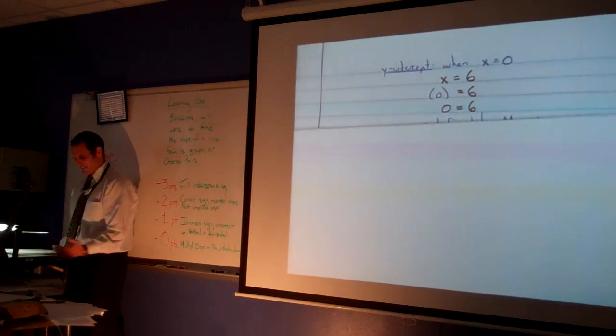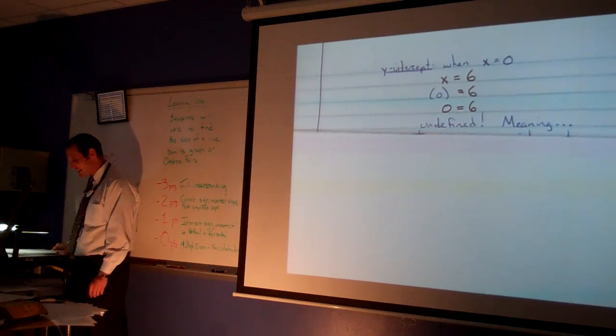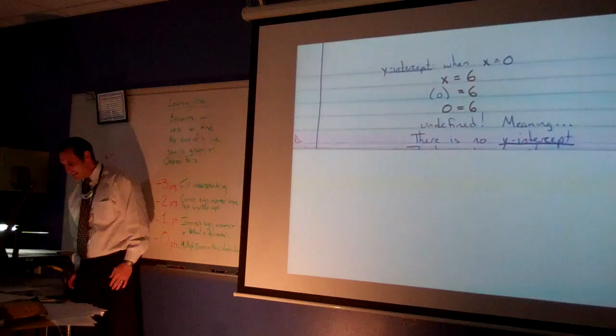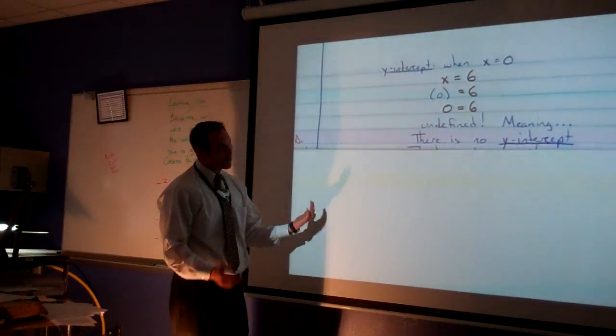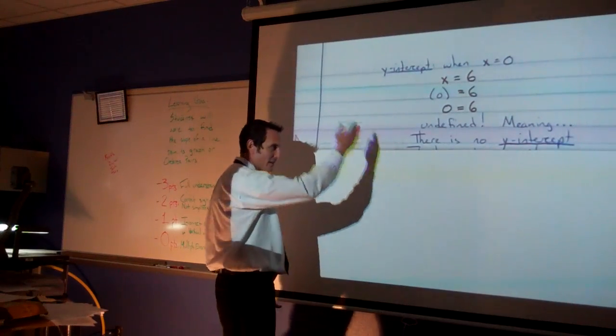We have 0 equals 6. There we go again. What is that? That doesn't make any sense. It's undefined, meaning that there is no y-intercept. And if there is no y-intercept, it does not cross the y-axis. What does the line look like?